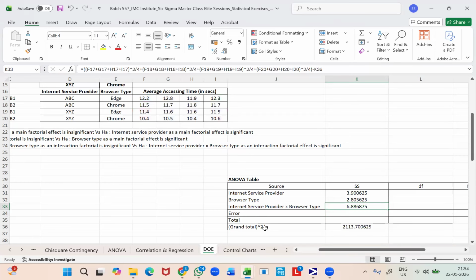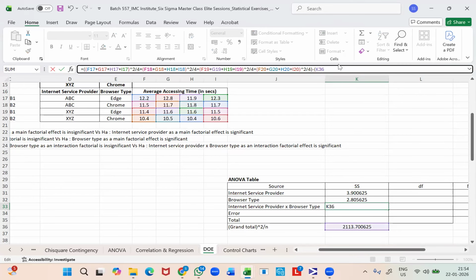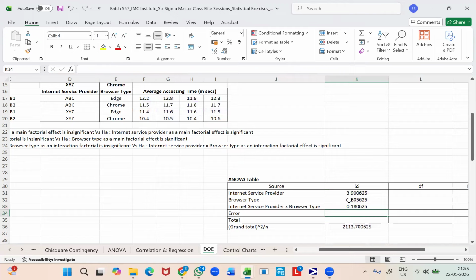Right? So from this, we should not only subtract the grand total square by n value, but we should also subtract the sum of squares of the main factorial effects. Right? So the sum of squares of the main factorial effects also needs to be subtracted from this. Then only you'll get the sum of squares for the interaction factorial effect, right? So this will be the sum of squares for the interaction factorial effect.